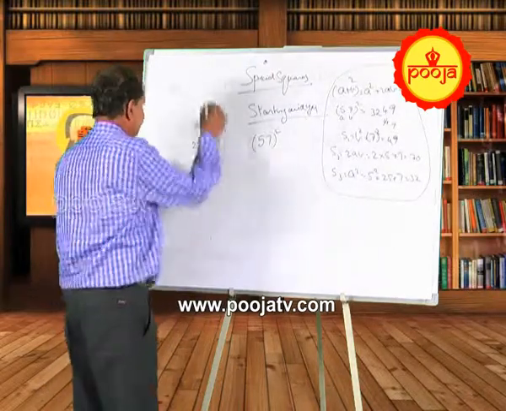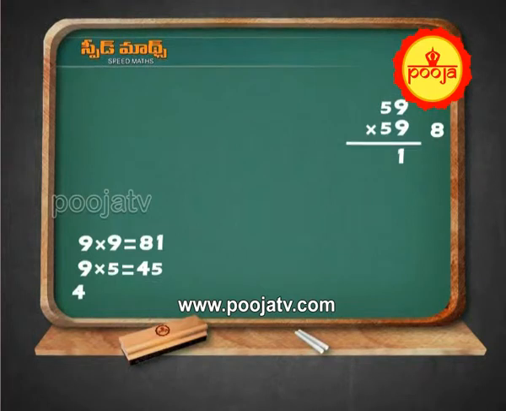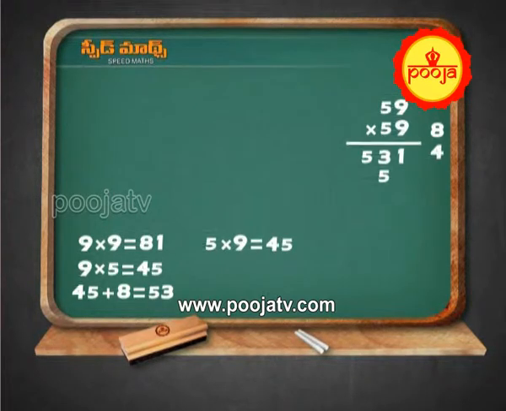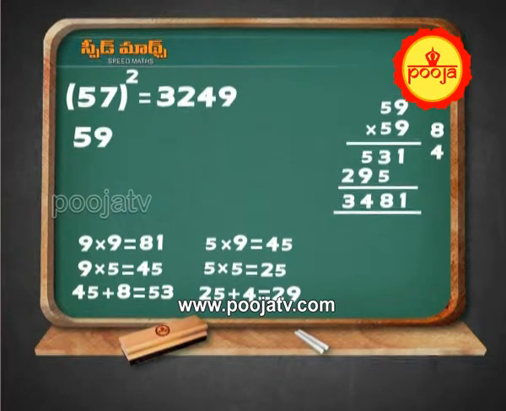How? Let us take 59 into 59. 9 into 9, 81. 1 here, 8 outside. 9 into 5 equals 45. 45 plus 8 equals 53. Write it as 53. 5 into 9 equals 45. 5 here, 4 outside. 5 into 5 equals 25. 25 plus 4 equals 29. Write it as 29. 3481. 57 whole square is 3249. 59 whole square is 3481. You can tell the answer.